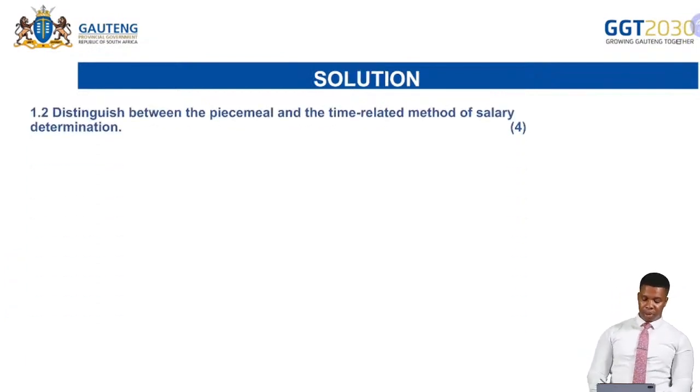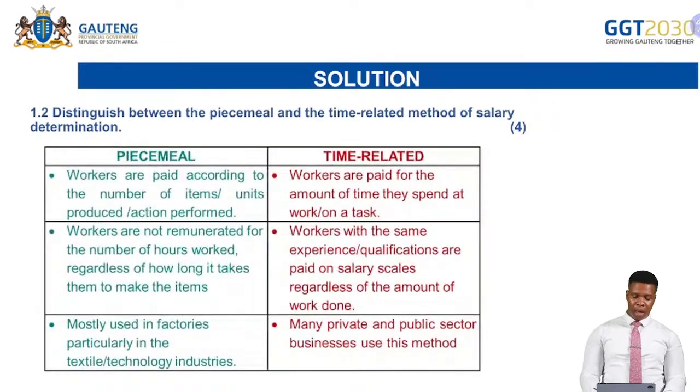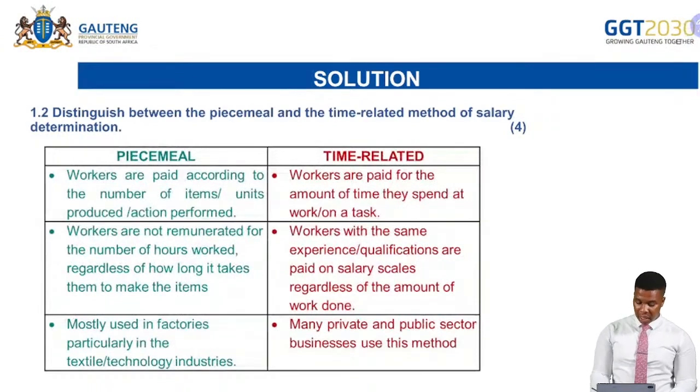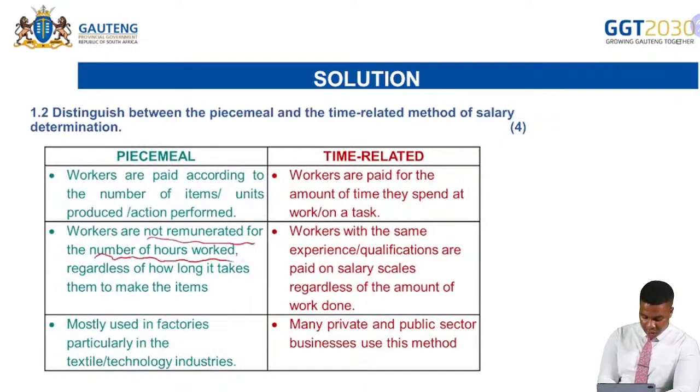Distinguish now the difference between piecemeal and time-related salary determination. Workers with piecemeal are paid according to the number of items produced or action performed, while time-related workers are paid for the amount of time they spend at work or on a task. And then with piecemeal, workers are not paid for the number of hours worked, regardless of how long it takes for them to complete the item or task.